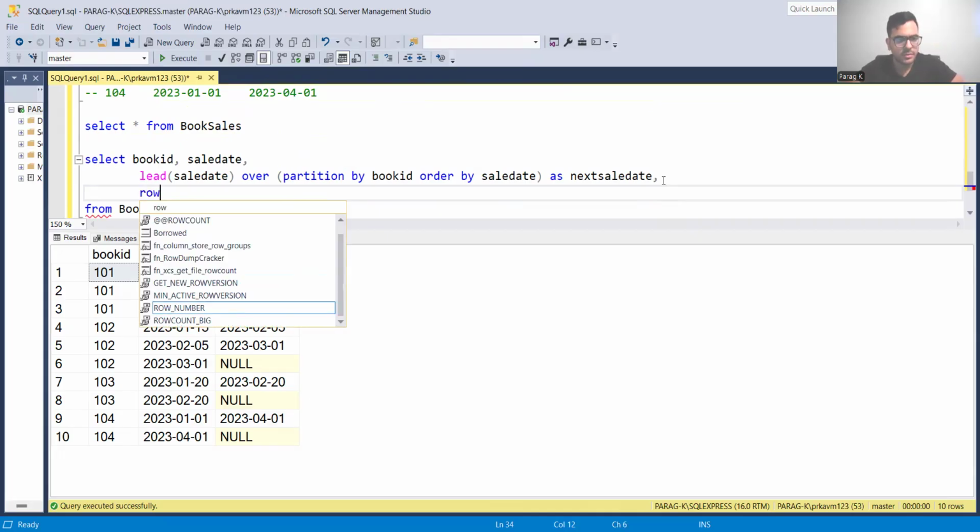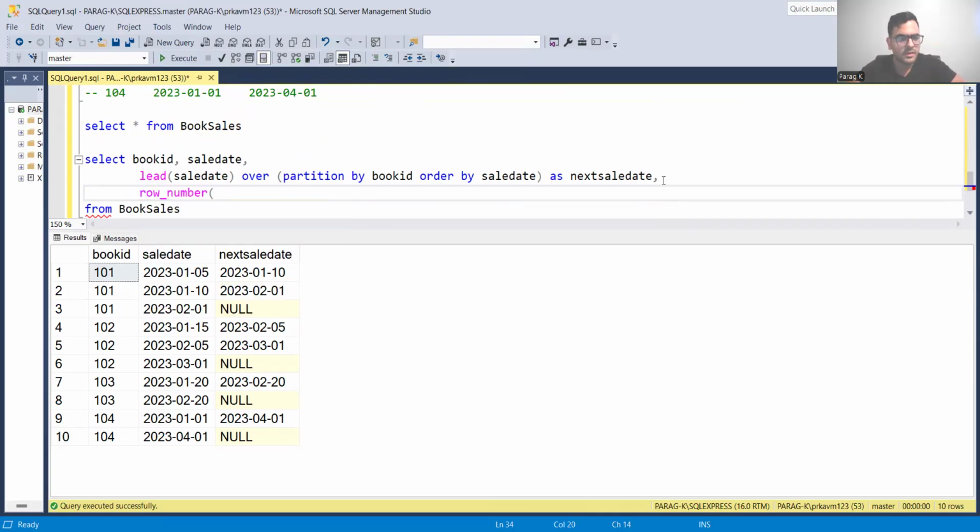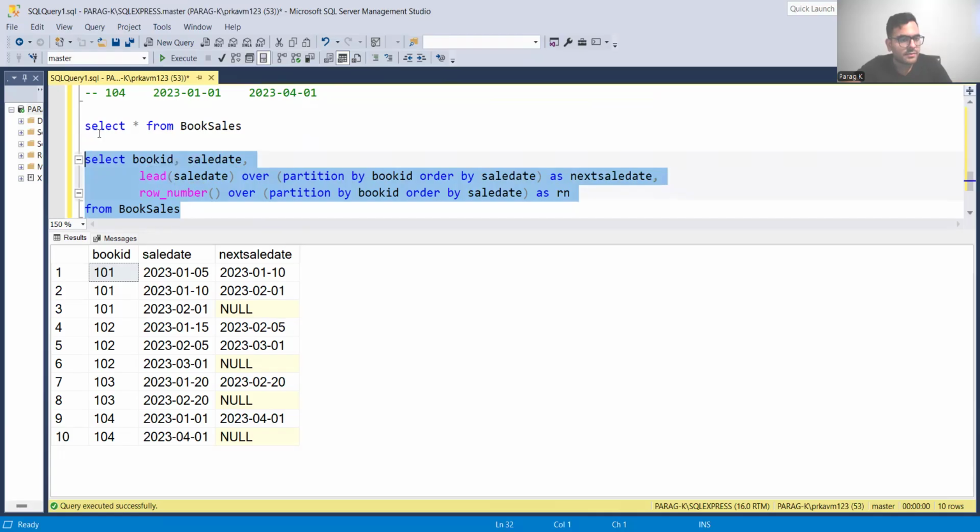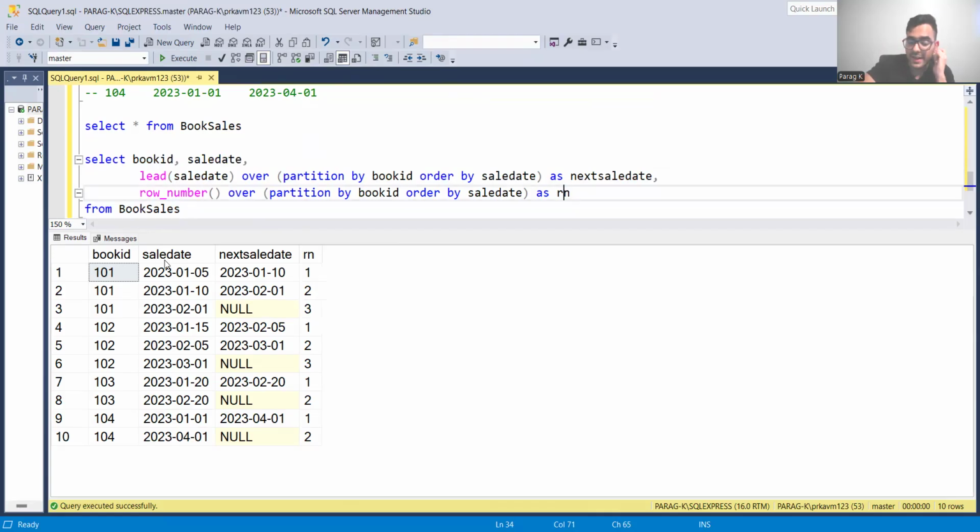I'm going to use something called row number here. Row number, over, and the same thing here, as RN. Now understand what I've done. We only want books which were sold for the first time. The reason I'm using RN here, which is ranking, is that I just want wherever there is 1 to be filtered out. I don't want anything other than that.